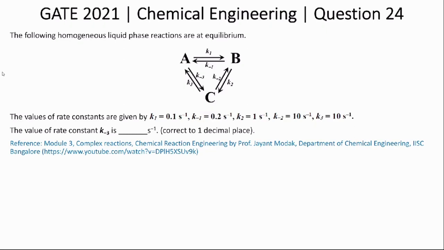Then k2, which is the forward reaction rate constant for B to C, is 1. k-2 is the backward reaction from C to B, which is given as 10. And k3, which is the forward reaction from C to A, is given as 10. So we need to find the only leftover rate constant, which is k-3, the rate constant for the backward reaction from A to C. Okay, so let us see how we can solve this system.